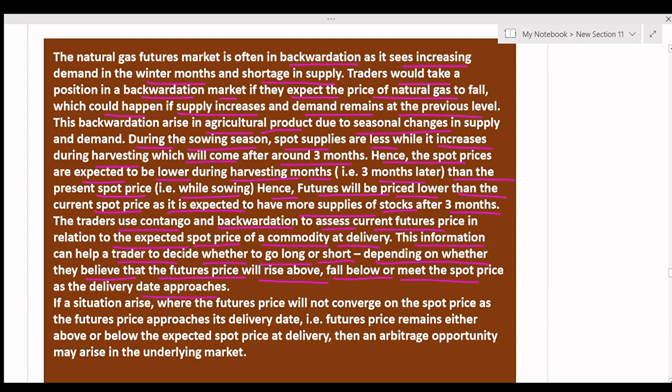As the delivery date approaches, if a situation arises where the future price does not converge on the spot price as the future price approaches its delivery date, that is, the future price remains either above or below the expected spot price at delivery, then an arbitrage opportunity may arise in the underlying market.